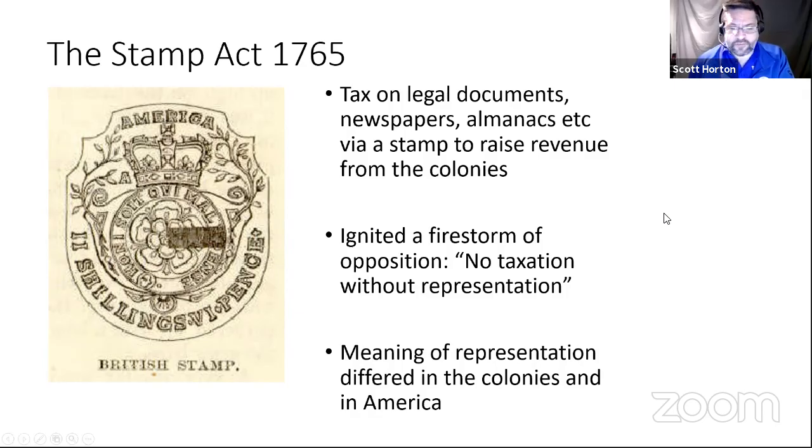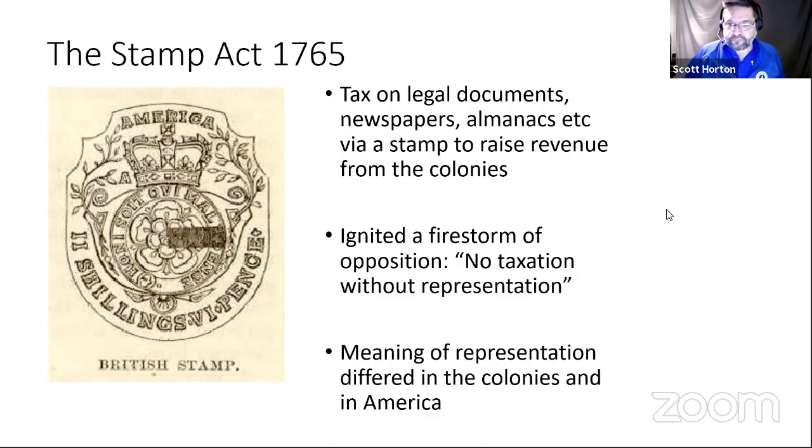And you have to remember that representation meant different things in England and in America. The British believed that the colonists were represented in Parliament. They believed that because the colonists were British subjects, they were represented. All British subjects were represented in Parliament. The colonists believed, of course, that you had to be a resident of the district in order to actually be a representative. In other words, the British parliamentarians really couldn't understand what life was like in America because they didn't really live in America.